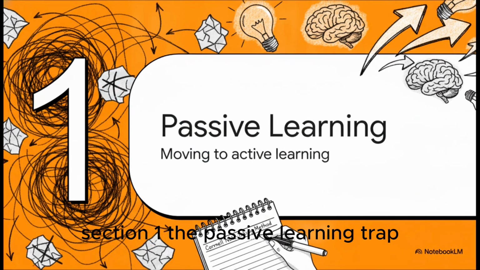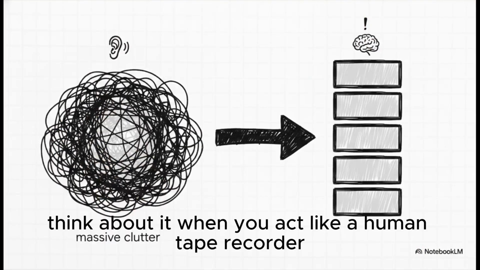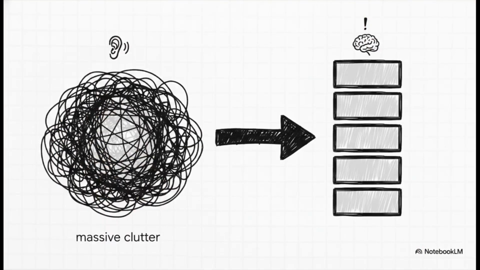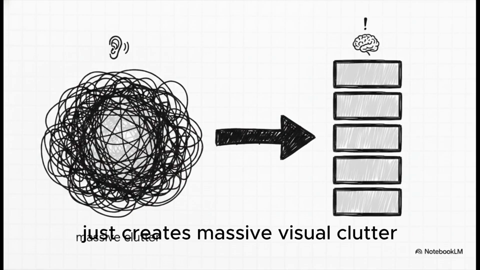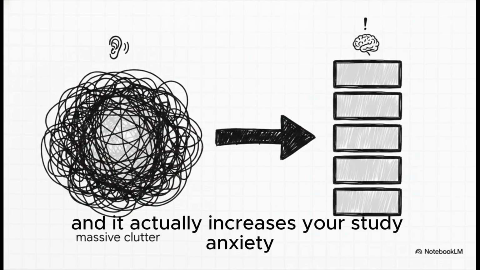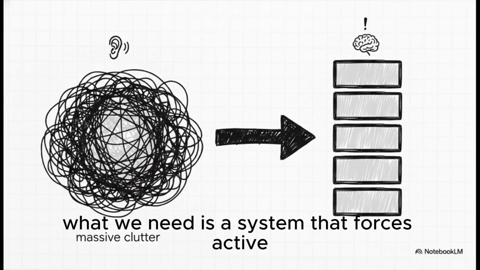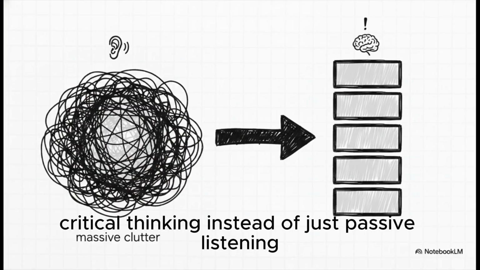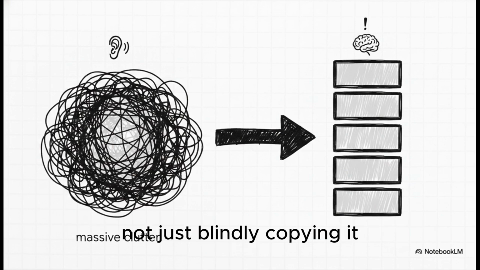Section 1. The passive learning trap, moving from passive to active learning. Think about it. When you act like a human tape recorder, you completely miss the big picture. Writing down every single word just creates massive visual clutter. And it actually increases your study anxiety because you're left staring at this giant wall of text with zero retention. What we need is a system that forces active, critical thinking instead of just passive listening. You've got to be distilling the information in real time, not just blindly copying it.